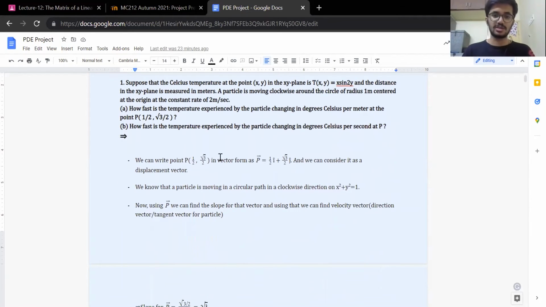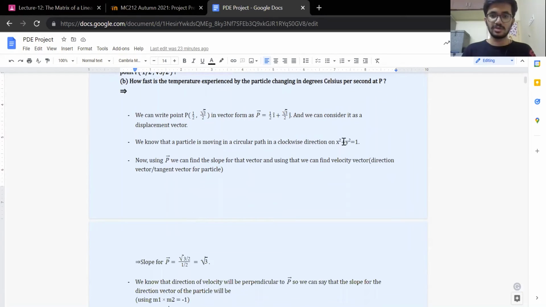So we know that we can convert the point into vector form, just using i cap and j cap. We are studying a linear algebra course as well. So I converted point P into the displacement vector form, and we know the equation of the circle will be x square plus y square equal to 1, since it's a unit circle.